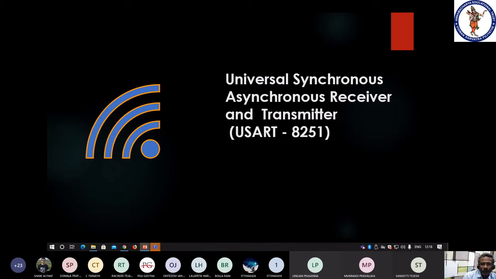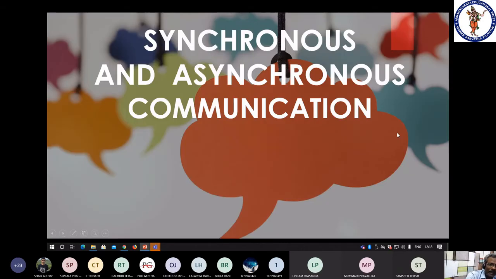So for doing synchronous or asynchronous communication, every terminal equipment must be inbuilt with this USART, universal synchronous and asynchronous receiver and transmitter. With this, the data can be transferred either synchronously or asynchronously. Before going further, you need to understand what we mean by synchronous communication and asynchronous communication.